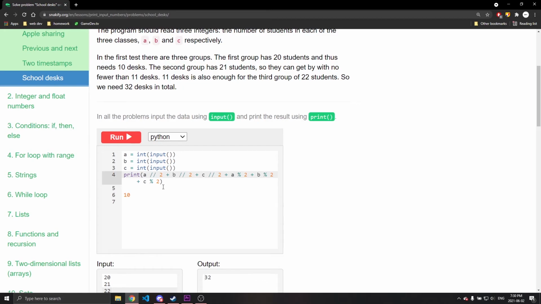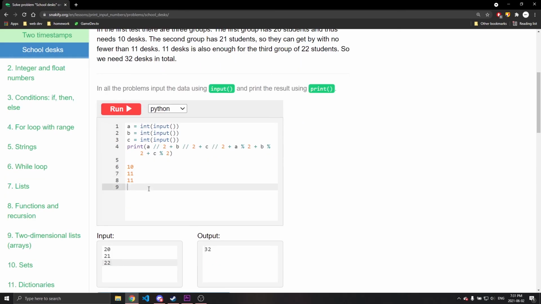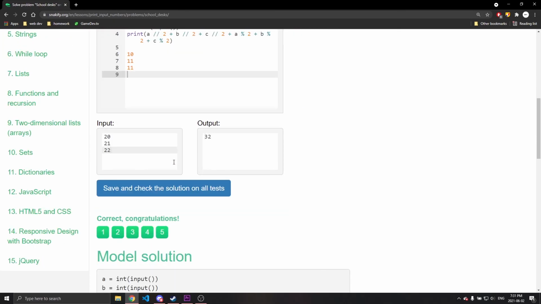B floor division 2, so 21, so it would be 10.5, but we're using floor division, so it'll be 10, and then we're going to add the remainder, which is 1, so it'll be 11. And then for C, we're going to be 22 divided by 2, which is 11, because there is no decimal, and there is no remainder, so it'll be 11 as well. So we add these up together, and it'll be 32.